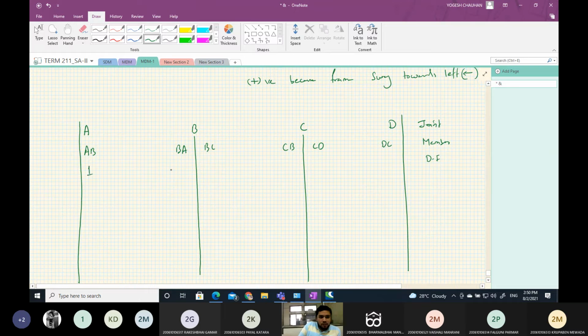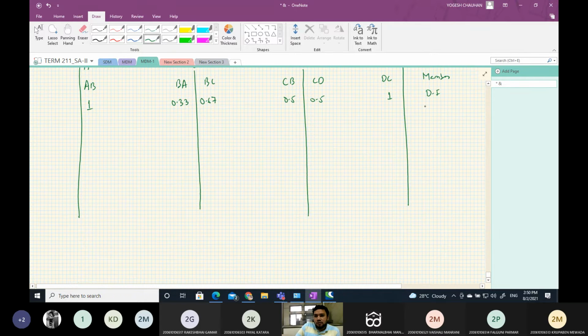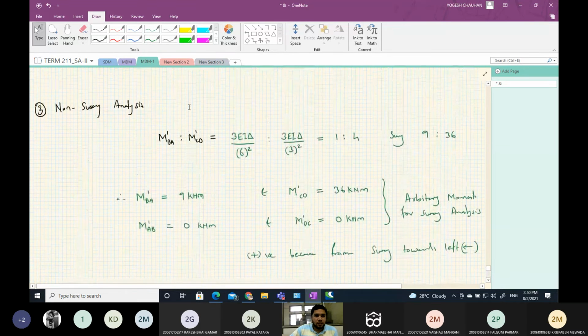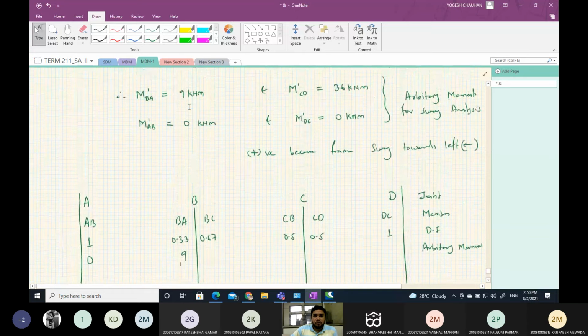Distribution factors are 1 here, 0.33, 0.67, 0.5, 0.5, 1. Then the arbitrary moments: zero here, 9 here, 0 here. Wait, 9 here. MBA is 9, and MCD is 36, 0, this is 0, this is 0.